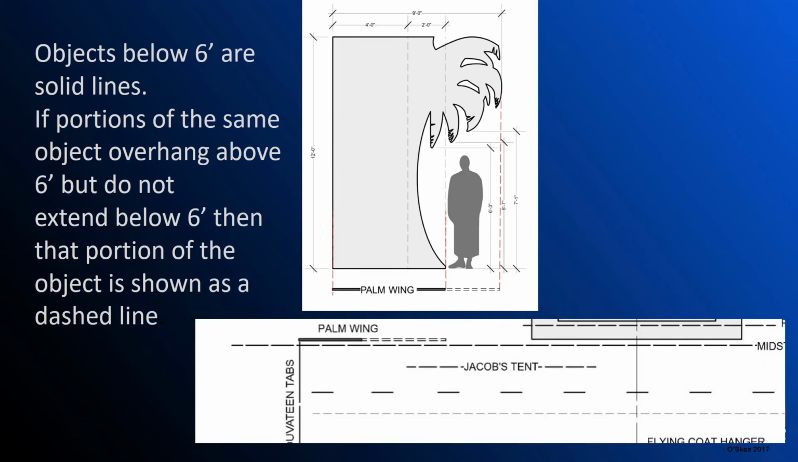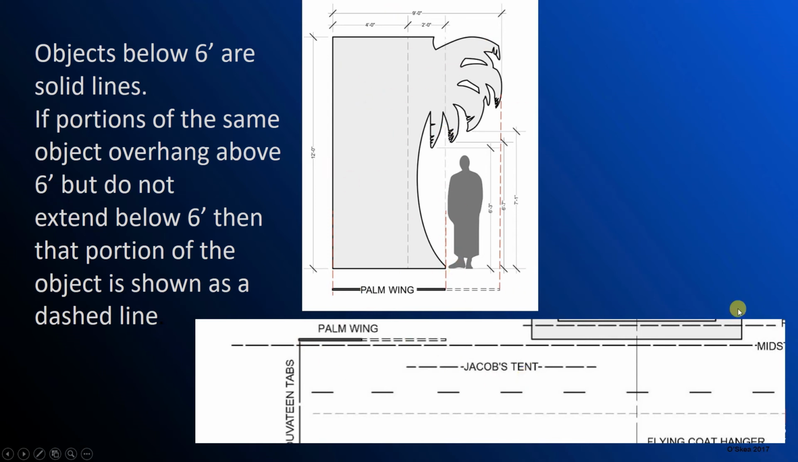So objects below 6 foot are solid lines, and if portions of the same object overhang the 6 feet but do not extend below 6 feet, then that portion of the object is shown as a dashed line. So this little block of text is just basically describing what this is. Here's a little wing unit here that has some palm fronds on it. So down below here, where that is touching the stage floor and the actor can actually bang into it, this is the 6 foot height, right? Right here through the actor's head. Then all of this down over here, because it sticks out to this little point, is going to be drawn as a solid line. And then because overhead it's completely something the actor could walk underneath, it turns into a dashed line. So here it is on the actual ground plan, and here's just a view of the elevation showing how that works.